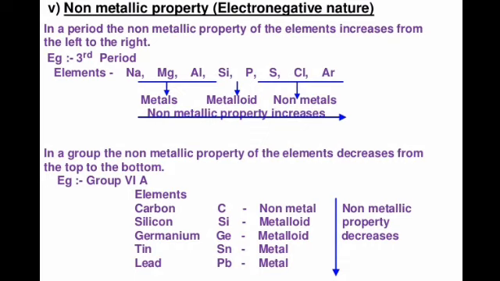Electronegative nature or non-metallic property is the opposite of metallic property. It is the tendency of an atom to attract the lone pair of electrons towards itself or gain electrons. This tendency is known as electronegative nature. Along a period, the non-metallic property of the elements increases from left to right, and down the group the non-metallic property decreases. So from sodium to argon the non-metallic property increases, while from carbon to lead the non-metallic property decreases.